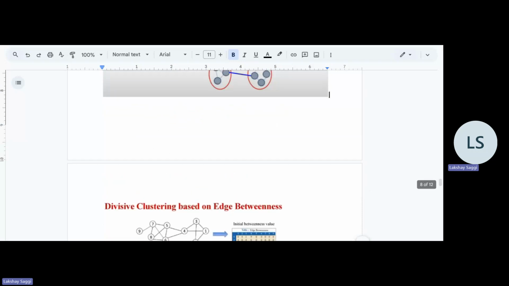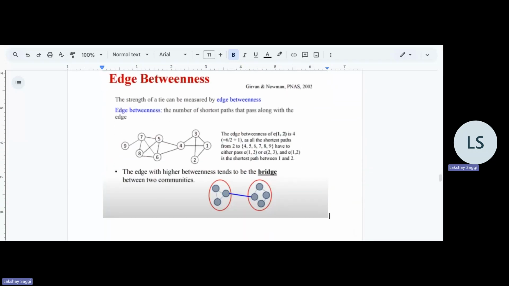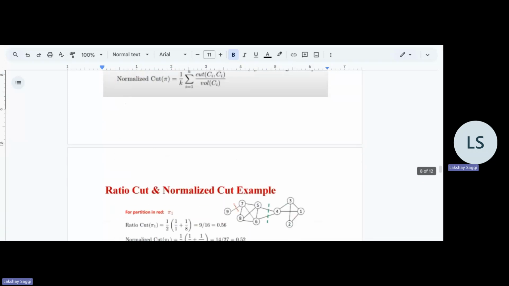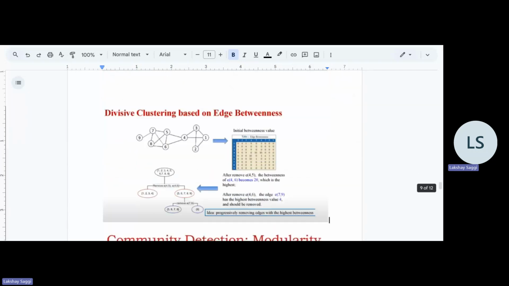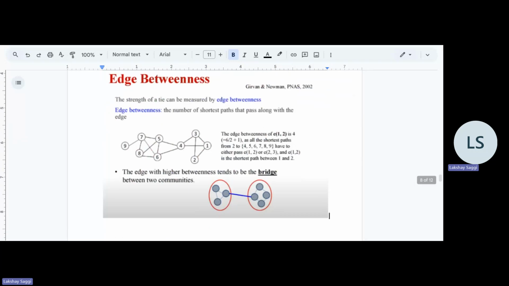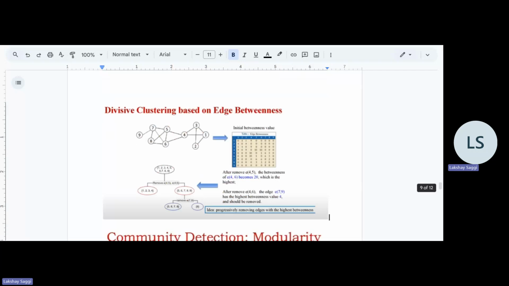So for now we have found two methods which are quite nice and work really well: clustering based on edge betweenness, and the ratio and normalized cuts. But there is another method, which I think was described in the lectures as perhaps the most important method in community detection, and it's used almost everywhere in social networks. Although edge betweenness, ratio cuts and normalized cuts are all nice, they share one drawback.